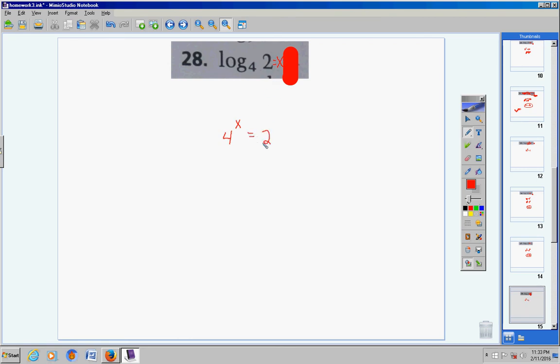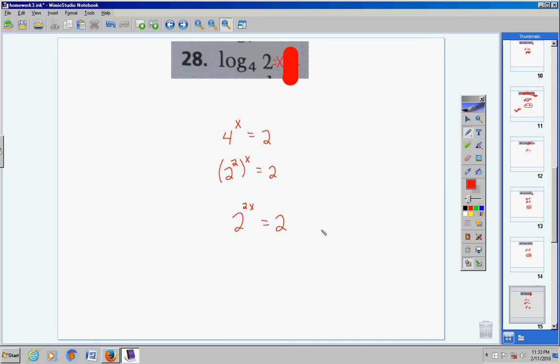Now, obviously, I can write 4 with a base of 2. 4 is the same thing as 2 squared. But I've got an x here, so go ahead and put parentheses and don't forget to bring down your x. Okay? Now, you know that when you have a power raised to a power, you multiply your exponents. So 2 times x is 2x equals 2.